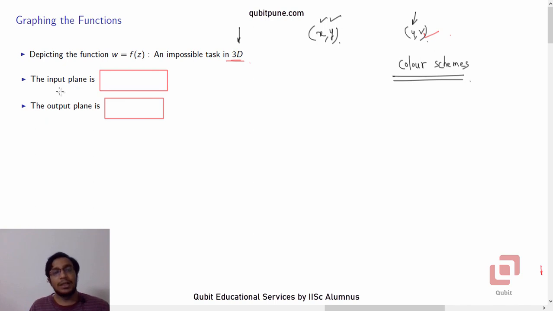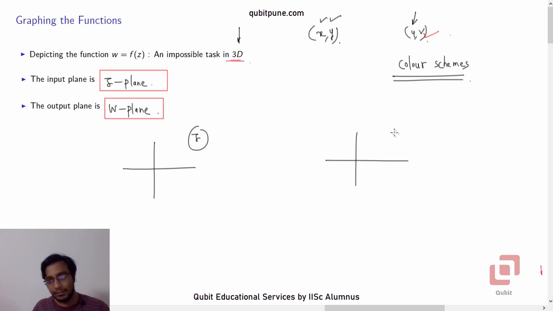But what we do is usually we take two planes. We call the first plane the z plane, in which the input values are there, so domain is a subset of C, the input plane, but we consider yet another plane, and we call it a w plane. So graphing the complex functions requires you to have the z plane and the w plane.